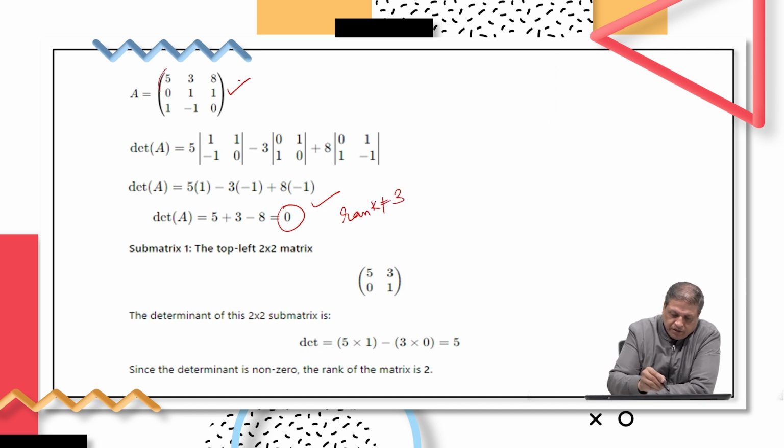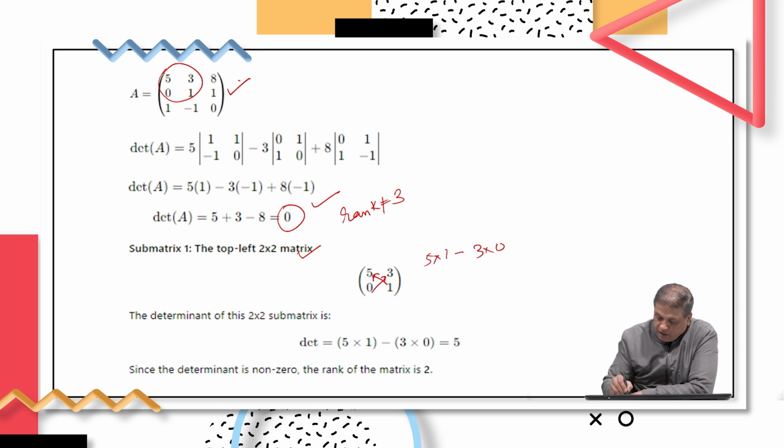Now, the submatrix here is the top left 2 cross 2 matrix. Its determinant will be this into this minus this into this. So, 5 into 1 minus 3 into 0. This turns out to be 5 minus 0, which is 5, and this is the submatrix whose value is not equal to 0. So, that is why the rank is equal to 2.